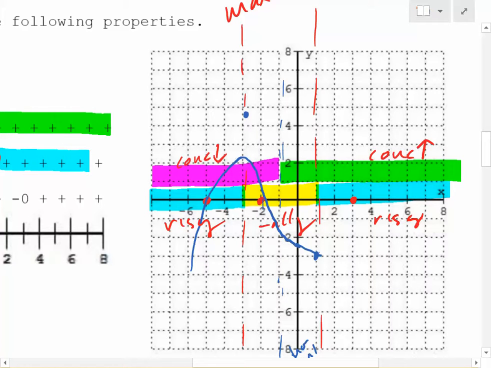Nice. And then what happens here? It's rising and concave what? It's rising and concave up. So it goes up like this. There it is. Does that match? Let's check. Let's see if that matches.